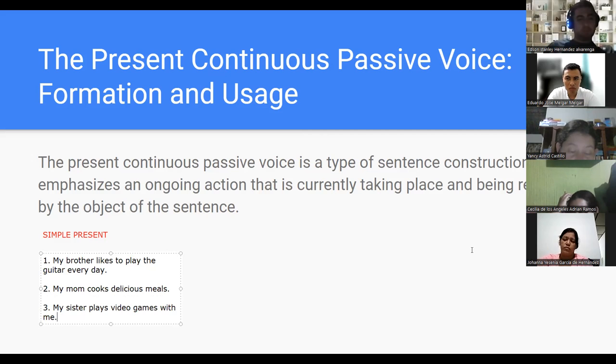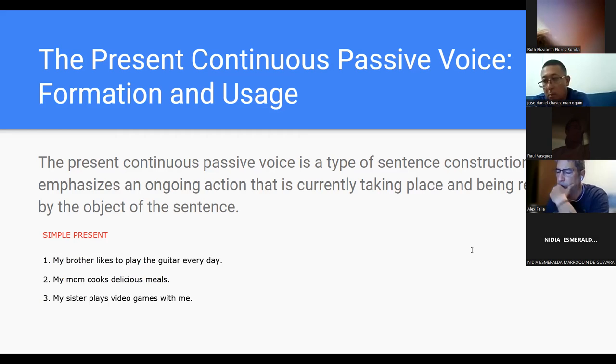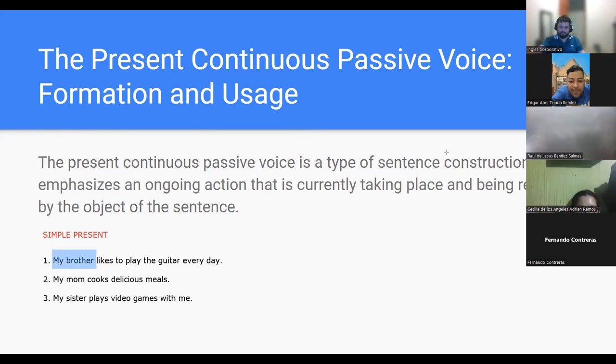All right, guys. So I want you to do this exercise right now, okay? I want everybody to turn these sentences into passive voice, okay? All right, I'm gonna give you an example. I'm gonna do the first one and you do the other two, okay? So first of all, let's identify the subject and the object. In the first example, guys, what is the subject? My brother. And what is the object? The guitar. Very good.